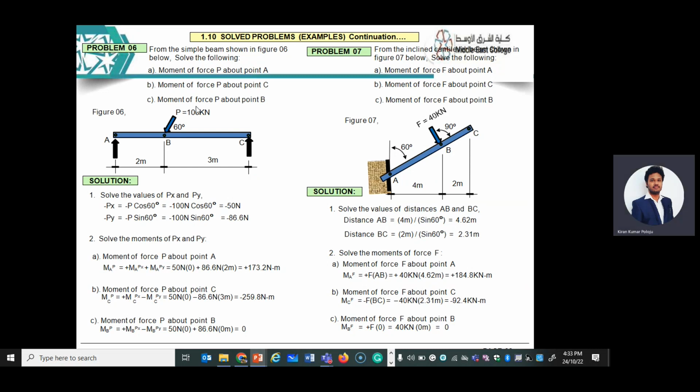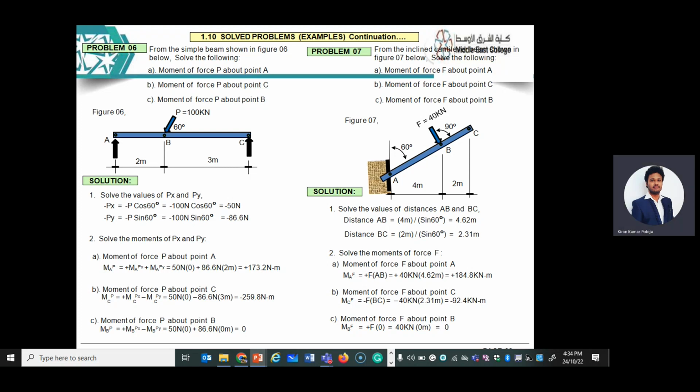So first, what is given in the question? For the simple beam given in the figure, solve the following. Moment of force P about A, considering from this side, calculate the moment. Next, moment of force P about C. Next, you have to consider from this end and calculate the moment. And calculate the moment of force about point B. From this point, calculate the moment. So from each point, you have to calculate the moment.